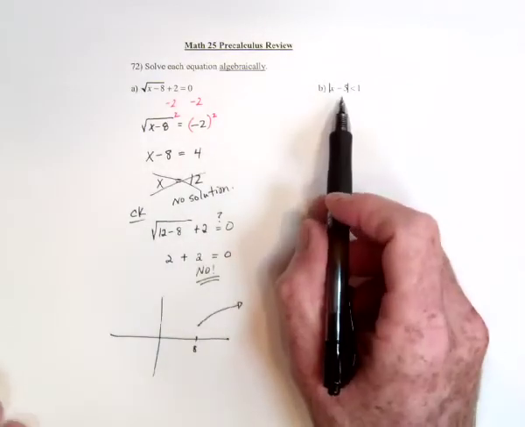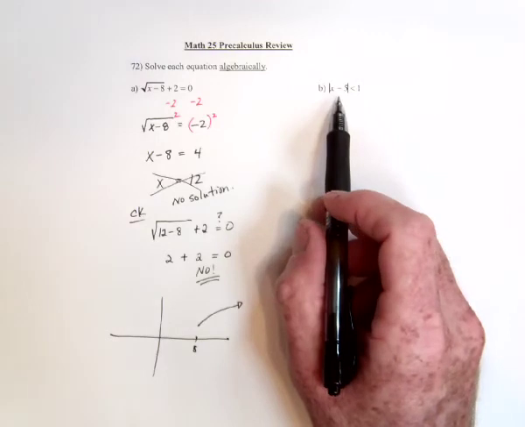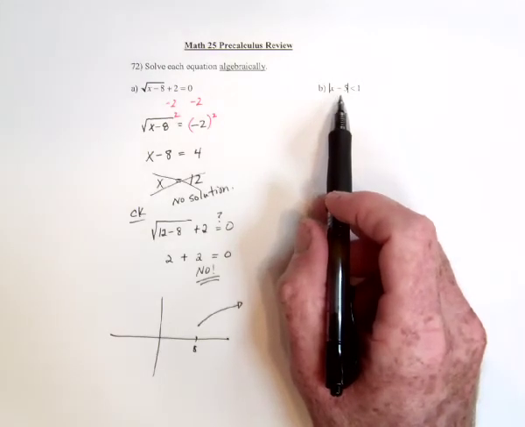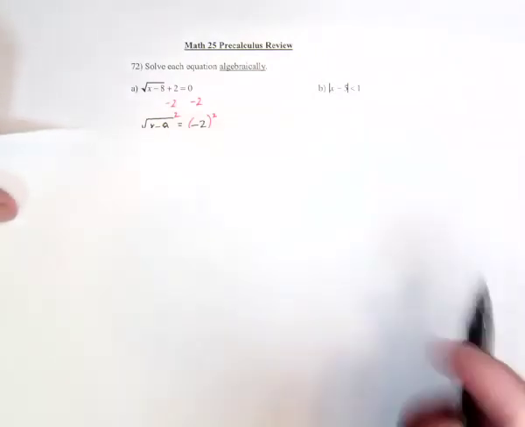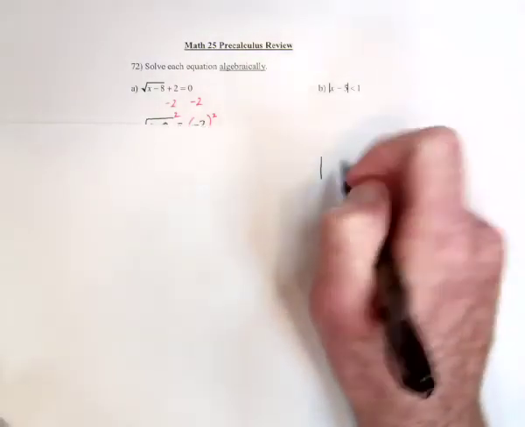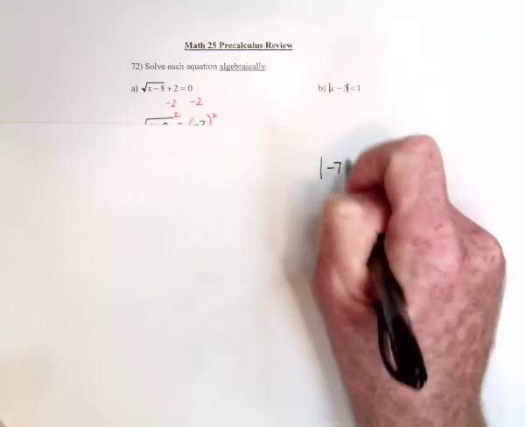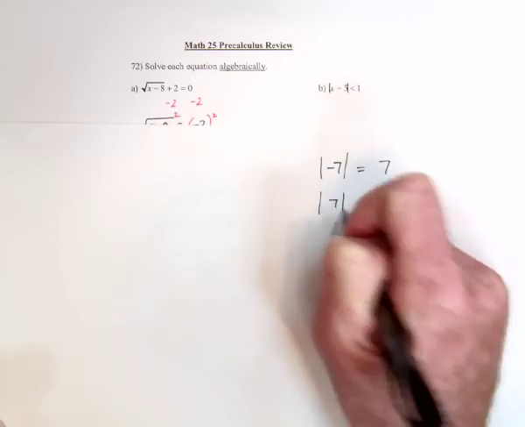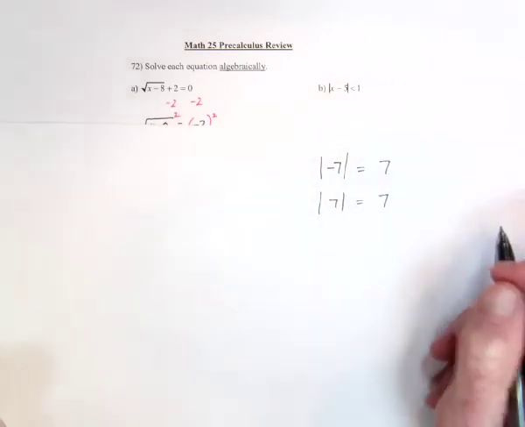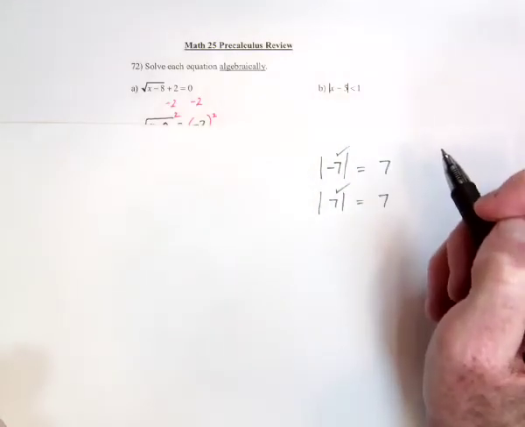To solve this one, well, when you take absolute value, it takes away negatives. That means there's the positive case and the negative case. Look at a simpler example. The absolute value of negative 7 is equal to 7. The absolute value of 7 is equal to 7. So you have to take into consideration the positive and the negative case.